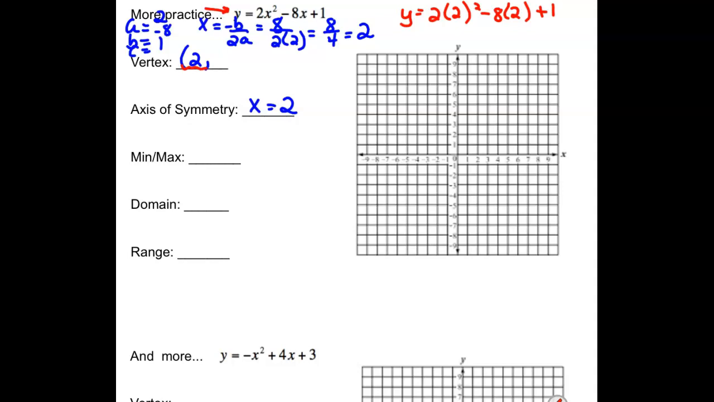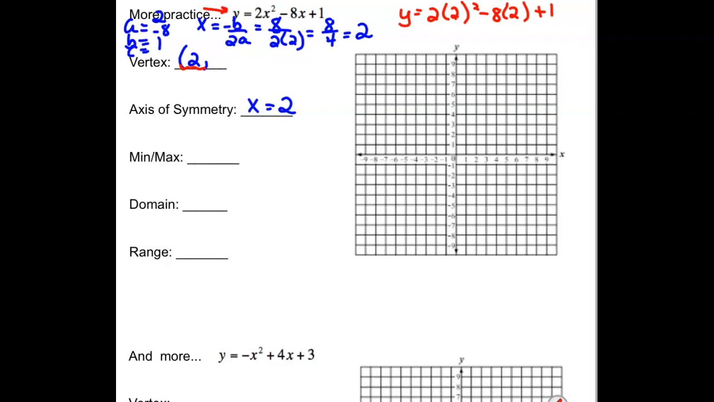When we're simplifying this first piece, we have to square first. So this 2 gets squared right here. My 2 is going to get squared and become a 4. 4 times 2 would be 8. -8 times 2 would be -16, and then there's a plus 1. 8 minus 16 is -8. Adding 1 gets us -7. So my y-coordinate of my vertex is -7.